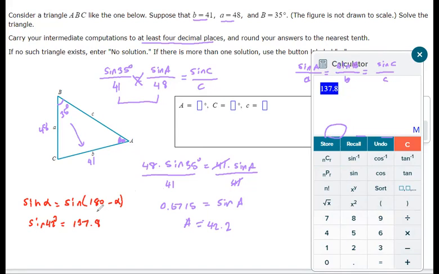So why do I need this? Maybe because we do have two different sine values that will make the case. But let's make sure if this is possible. Based on this, A might be 137.8. But if I add this number, the given 35, and then angle C, I should be getting something lesser than 180, because otherwise it doesn't make 180, so that doesn't make a triangle.